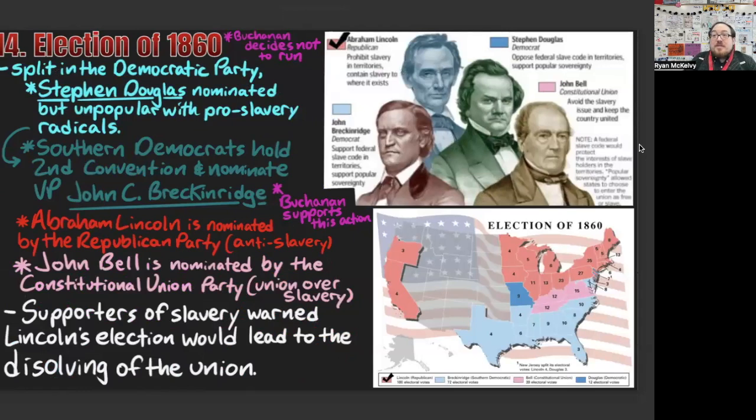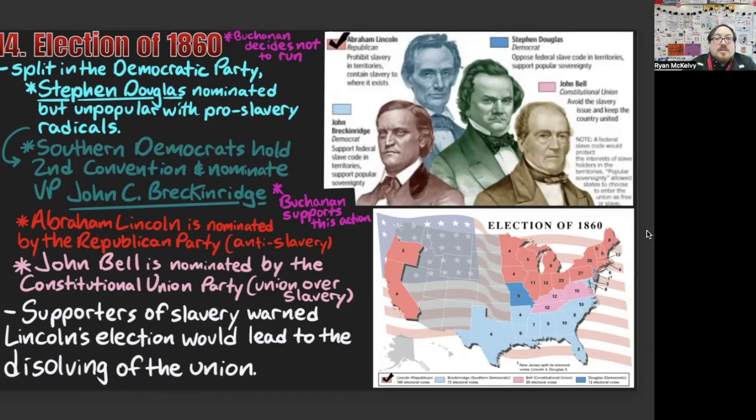So we've got violence in Kansas, we've got violence in Congress, and we've got all these problems. You've got all these laws and terrible decisions. The country is tearing itself apart. And so now we have an election. James Buchanan is incredibly unpopular, and he is not selected to run again. Instead, the Democrats will nominate Stephen Douglas, who is pro-slavery, but he's apparently not pro-slavery enough. And so the Democratic Party will split and nominate a second president. They'll have basically Southern Democrats versus Northern Democrats.